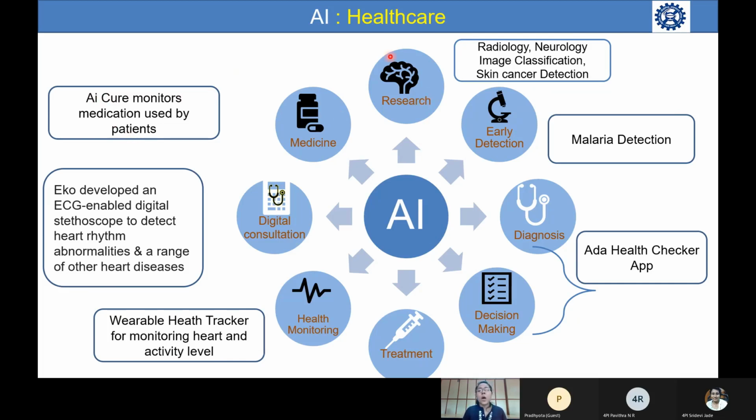And nowadays, research is going on into how AI can be used in different medical sectors, like radiology. Is there cancer or not, is the patient suffering from cancer or not, and does the patient have a brain tumor or not. Like that, cancer detection, skin cancer detection, AI can be used. So basically this is under research, whether by using AI, by analyzing those radiology images or neurology images, disease detection can be possible or not.